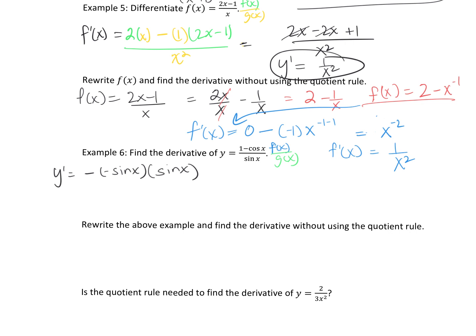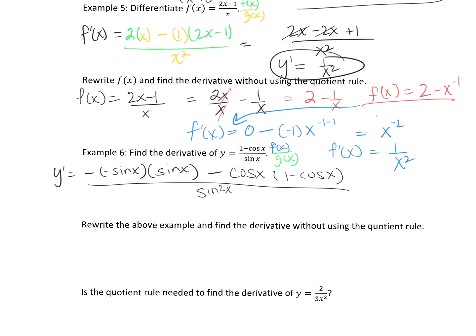All right, so we take the derivative of the first, which is 1, so 0. So negative times a negative sine x, times the denominator, which is sine x. And then we're going to subtract, and we take the derivative of the denominator. The derivative of sine x is cosine x, and we keep the numerator the same, all over sine squared x.